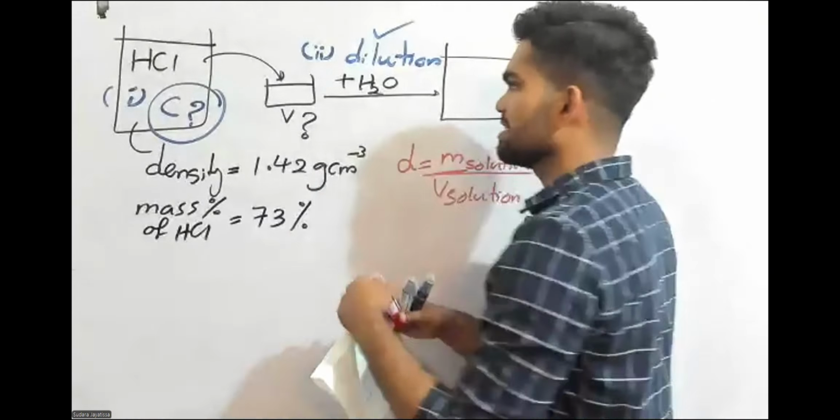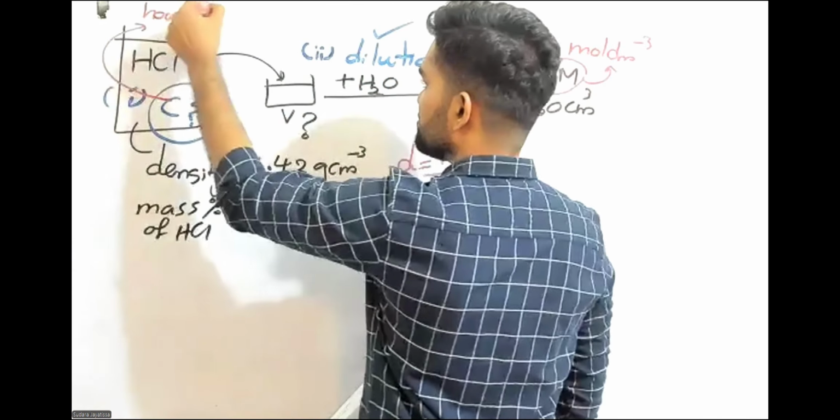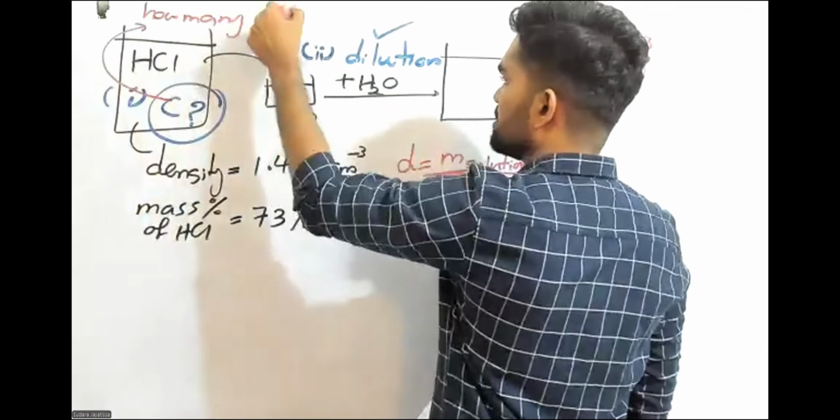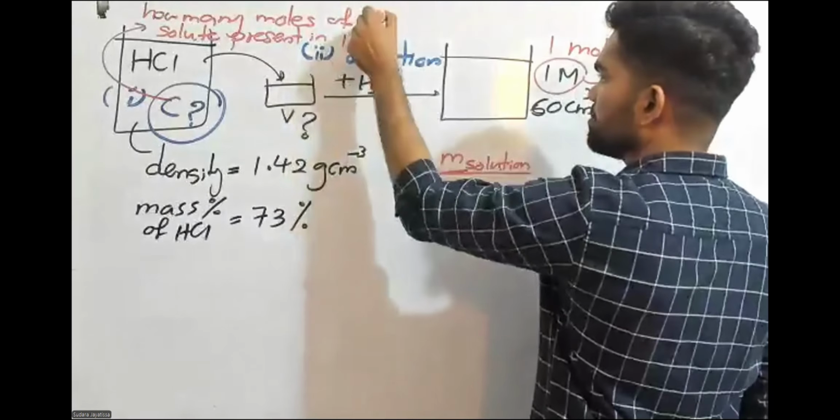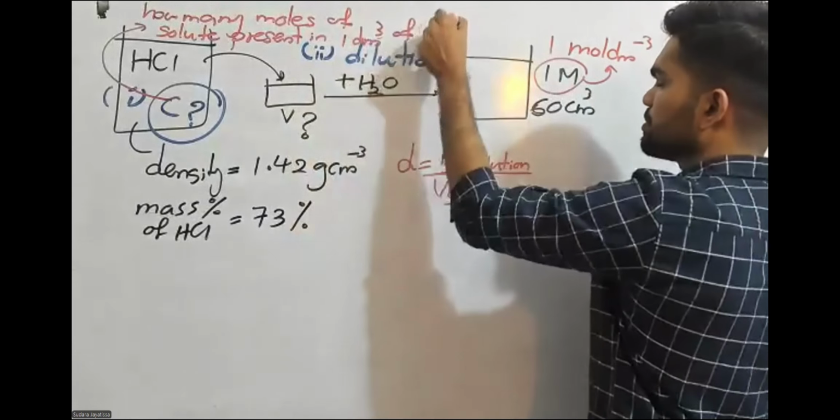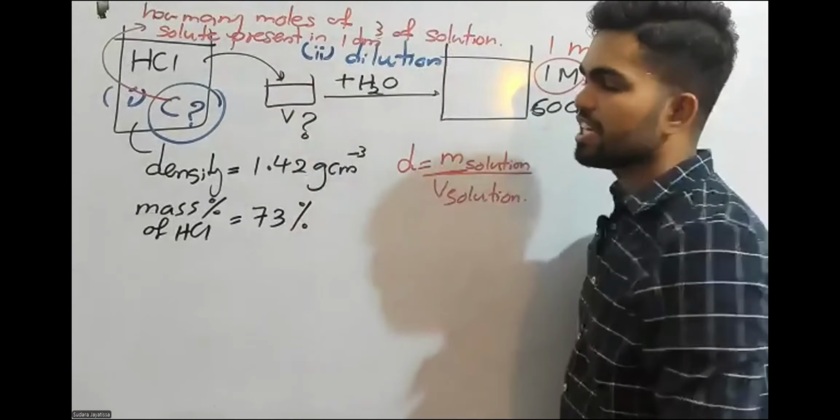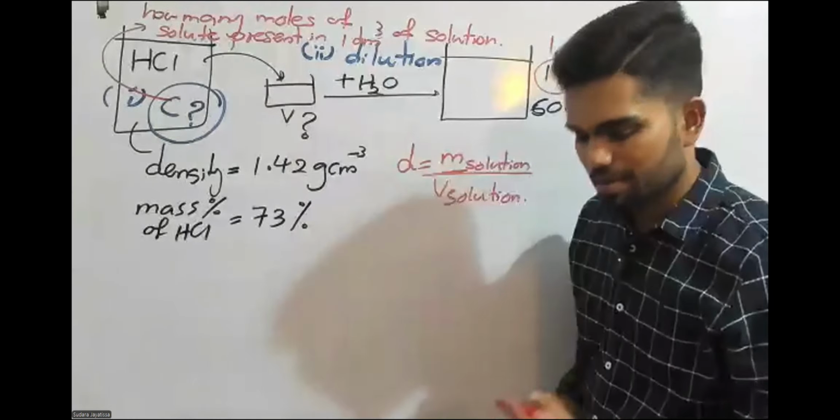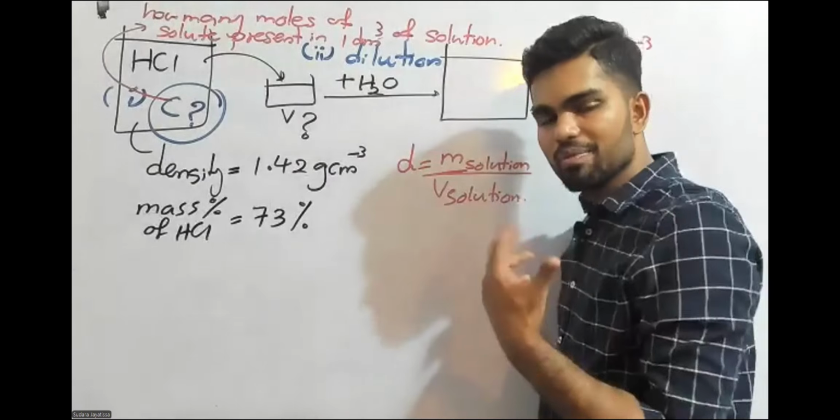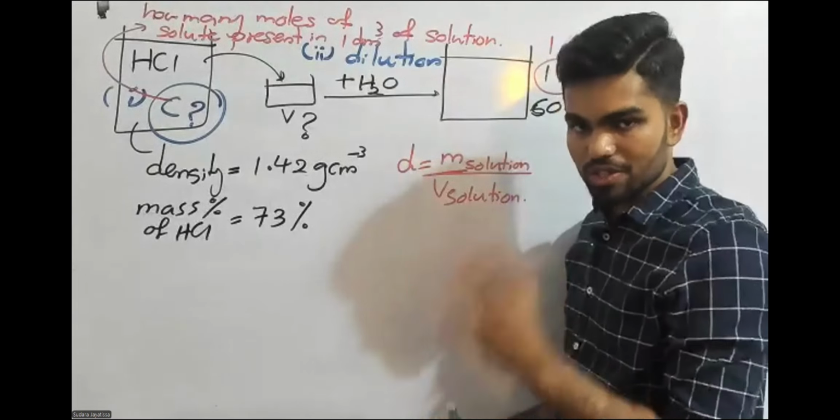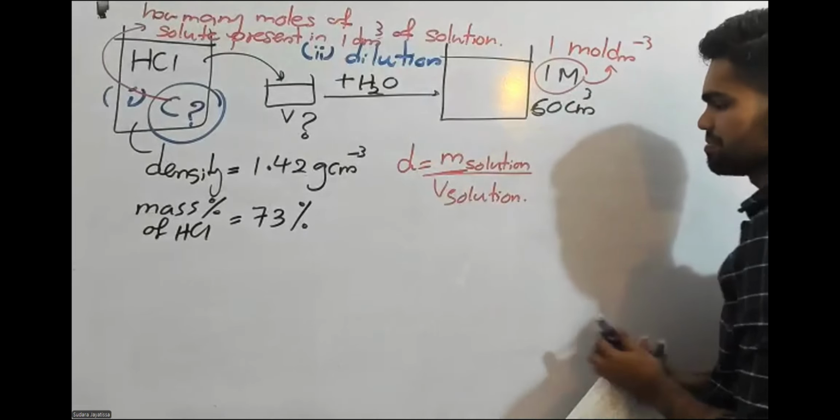Okay, so concentration means what? How many moles of solute are present in 1 dm cube of solution. So my point is this: we have to consider 1 dm cube of this solution. That's the starting point of the method.